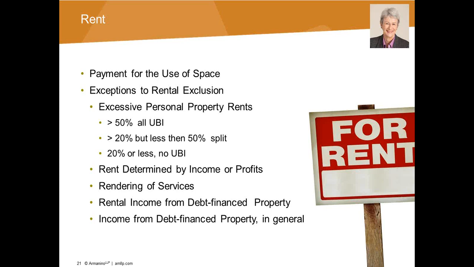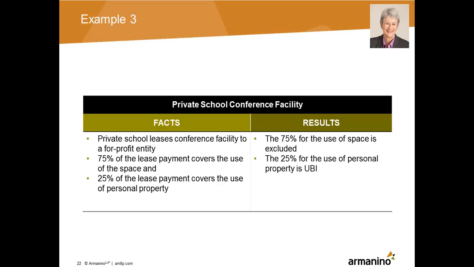So let's look at our private school conference facility. This is a pretty good example. I think it'll bring this home a little bit. A private school leases a conference facility to a for-profit entity, and that for-profit is going to do something that's not related to the school's educational purpose. Okay, so it's unrelated. 75% of the lease payment covers the use of the space, and 25% covers the use of the personal property. So our result here is that the 75% payment is going to be excluded because it falls under the rental exclusion of real property, but that 25% for the personal property is going to be treated as unrelated business income.